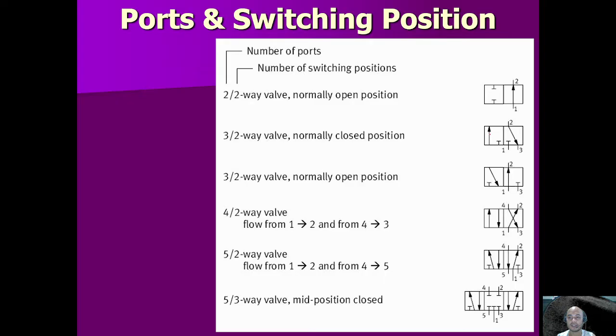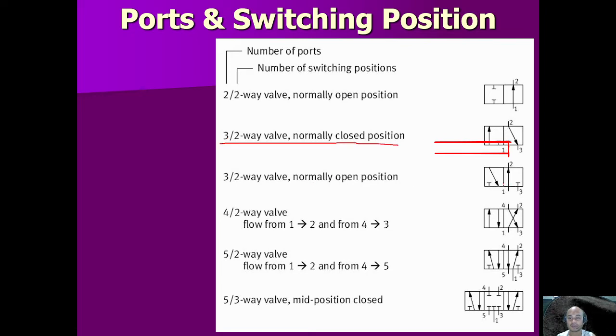How about here? We have one, two, and three ports. So we can put here three, and it has two squares, so it has two positions. So this is a three-two-way valve. On the right square, as you can see, from one there is no flow to two. Since one is our source, there is no flow to two, so it is a closed position. So this is a three-two-way valve, normally closed position.